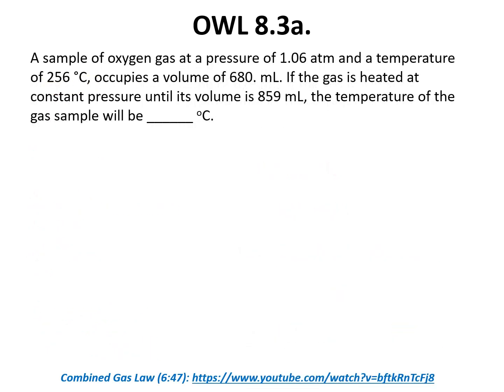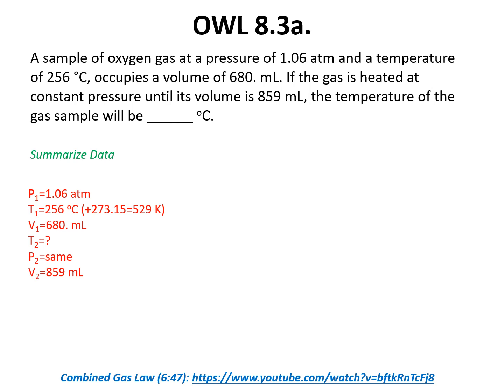Let's look at another one, OWL 8.3. We have a sample of oxygen gas at a pressure of 1.06 atmospheres and a temperature of 256 degrees Celsius. Mental note, I need to change that to Kelvin. We also have a volume of 680 milliliters. The gas is being heated until its volume is 859 mL. We want to know what the temperature is going to be if I hold pressure constant. In summary, here is all of our data.